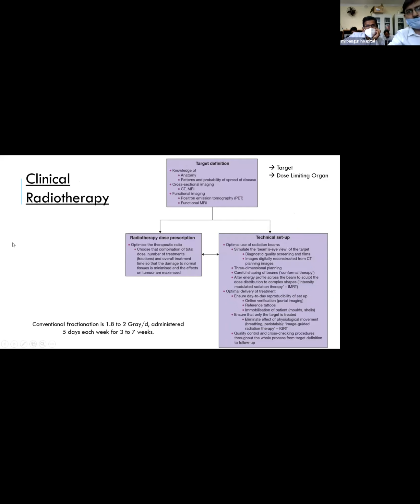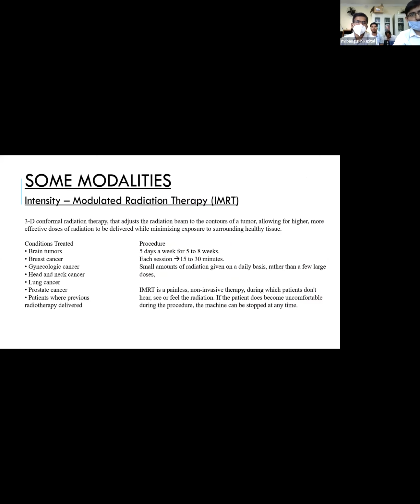Now, this in detail is how clinical radiotherapy works. We first figure out the target and the dose-limiting organ with the help of the modalities that are available to us. Then the radiotherapy dose is optimized depending on the therapeutic ratio, and in the technical setup we put reference marks and use the imaging that is available to us to ensure that the radiotherapy is provided to a very precise area and the surrounding tissue is not damaged. Now, some special upcoming modalities with respect to radiotherapy.